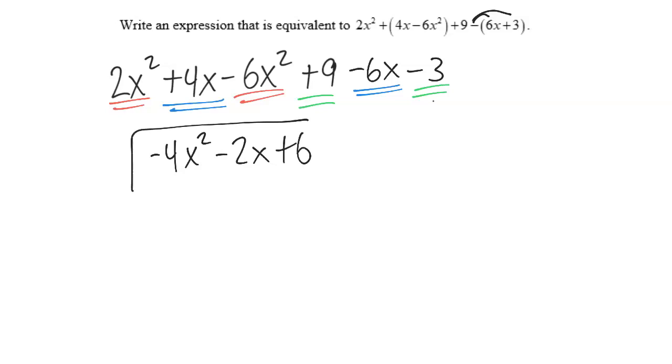And so this would be an equivalent expression to the given expression. It is in the most simplified format possible by distributing negatives into parentheses if necessary, and then combining the like terms.